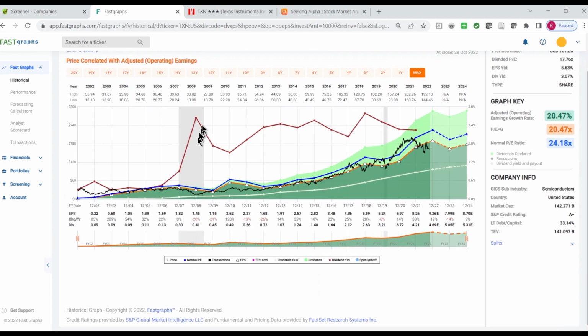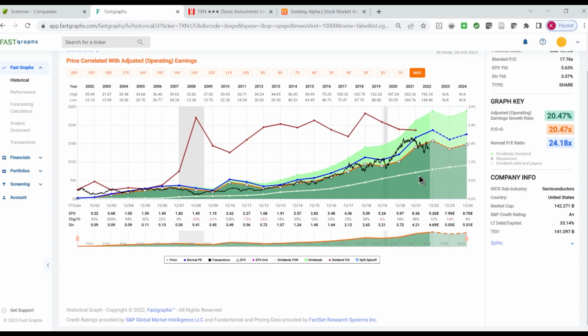The red line is the yield of the stock in those particular years. So you can see how the yield has performed. The blue line is what the historical PE ratio has been for the stock. And this orange line is what it considers to be the optimum. So in this case, it's 20.47 times earnings.